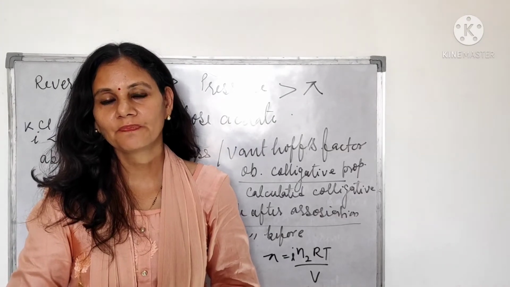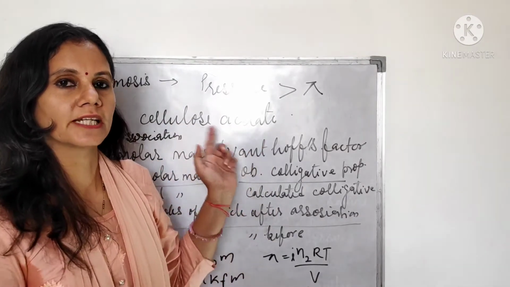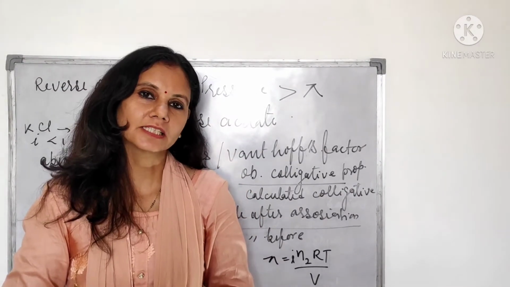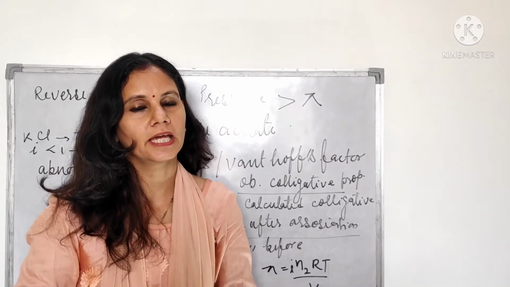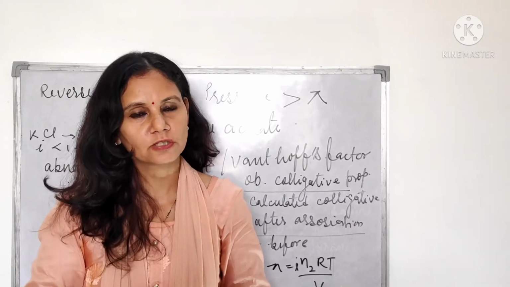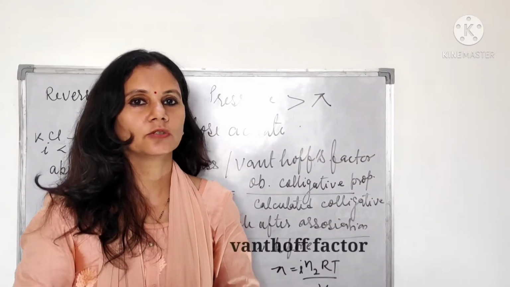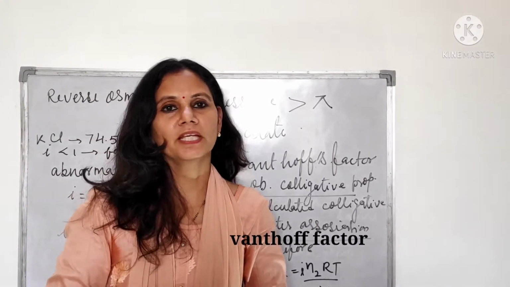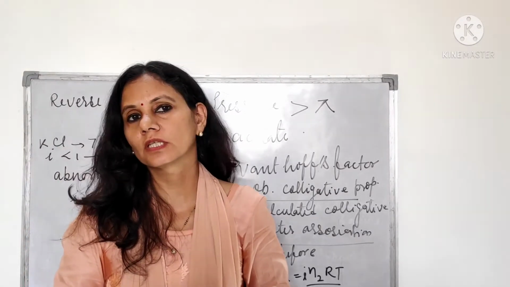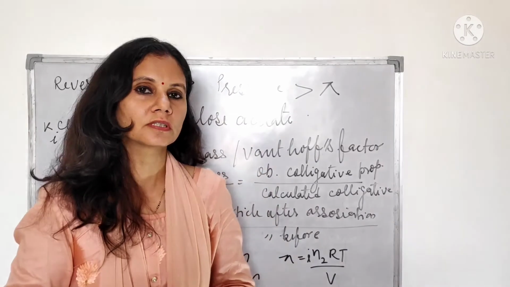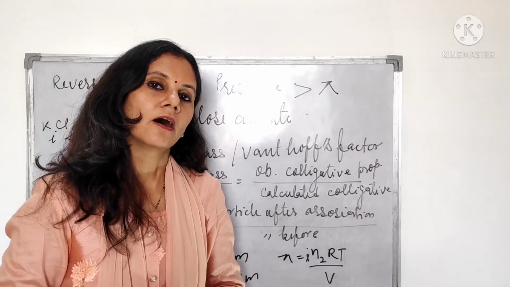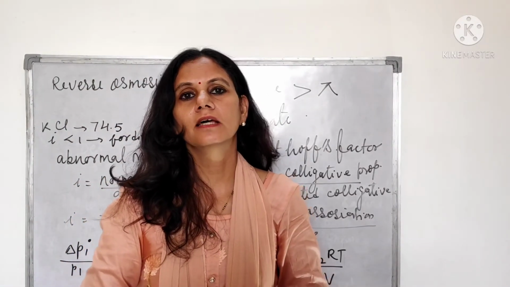So children, the next property is related with osmosis, that is called reverse osmosis. As we know, the name is reverse osmosis, means this is the process that is reversed from osmosis. And how can we reverse it? If we apply pressure more than the osmotic pressure, then the osmosis can be reversed. This process is used for desalination of seawater, means we can remove the salts from seawater by this. Special membranes are used, such as cellulose acetate membranes, and when we increase the pressure beyond the osmotic pressure, then osmosis can be reversed, and this is called reverse osmosis.